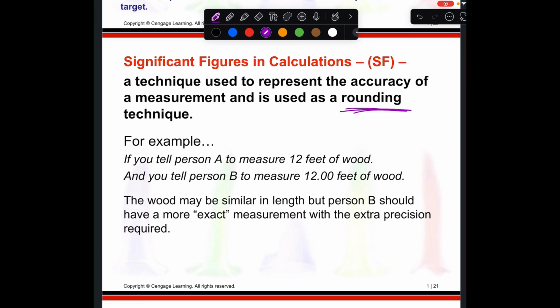So let me give you an example here. Say person A is told to measure 12 feet of wood, and person B is told to measure 12.00 feet of wood. So these extra zeros here add a lot of extra precision. Okay, so this person measuring 12 feet of wood with a ruler or some sort of tape measure tool would be pretty accurate, right? But if they didn't have that, and they were doing 12 feet some different way of measuring it, it may not be as accurate as somebody that has to hit 12.00. Okay, so these extra digits provide extra precision and accuracy.